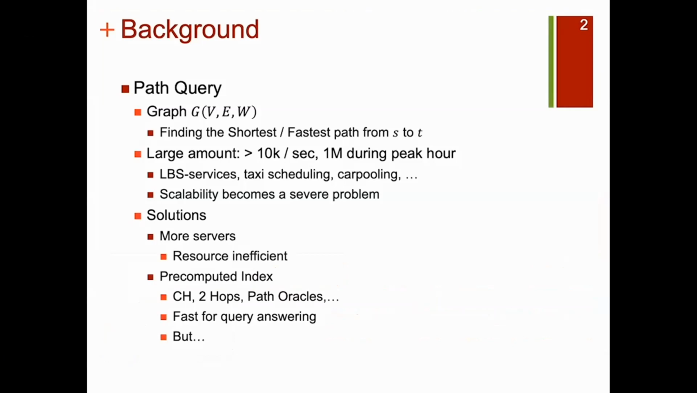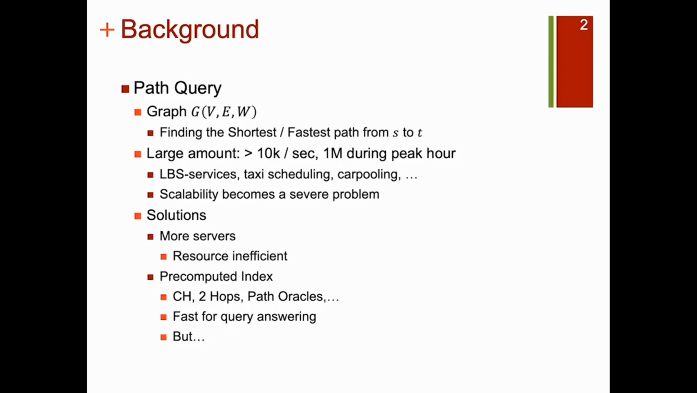And the problem here is that there is a large amount of them during a very short time. It's like we have 10,000 shortest path queries coming in one second, or even 1 million during the peak hour. And this large amount of shortest path queries comes from LBS services, taxi scheduling, carpooling, all these new emerging applications. So the scalability of query answering becomes a very severe problem in industry. Actually, we got this problem from industry car operators.